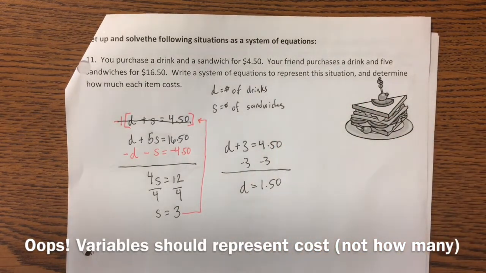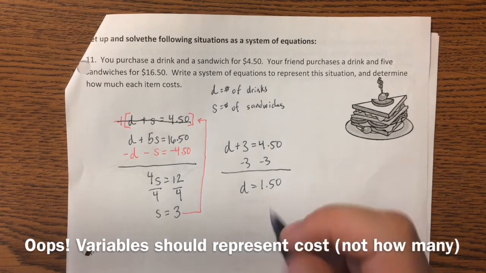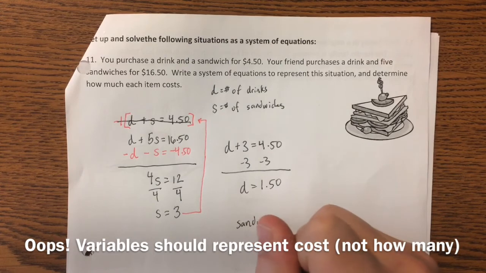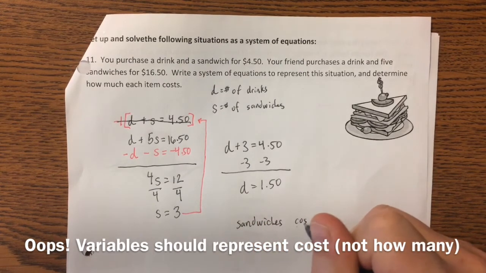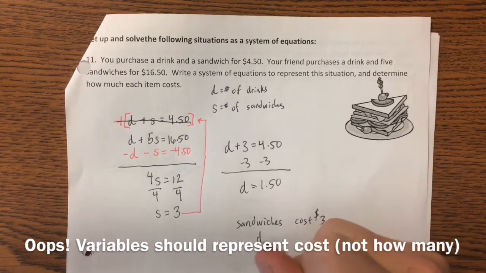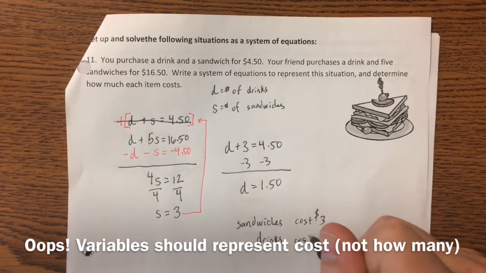So now I have the solution to the system. I've got the answer to the question, which is that sandwiches cost $3 and drinks cost $1.50.